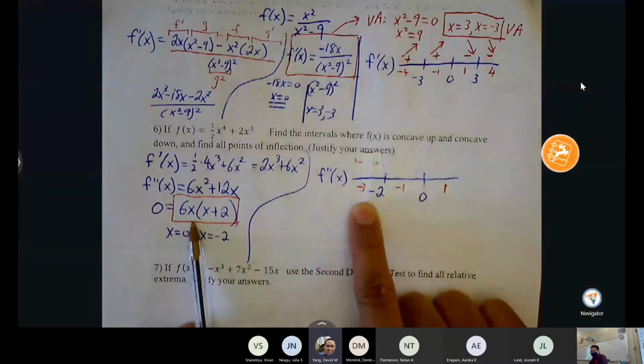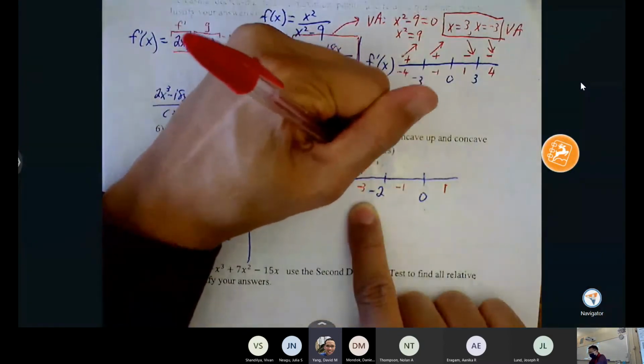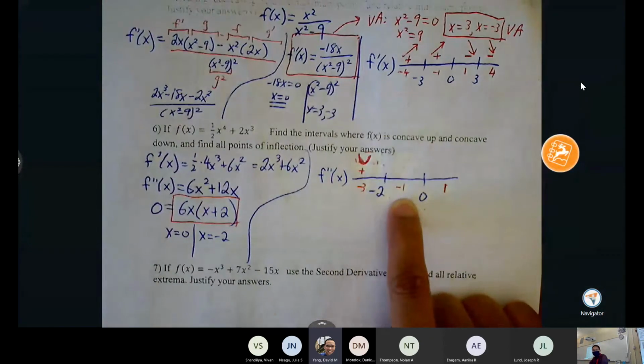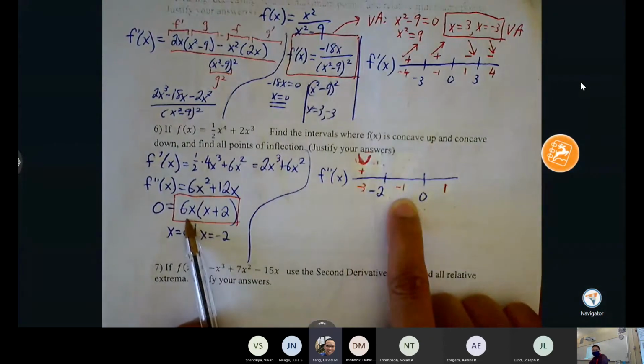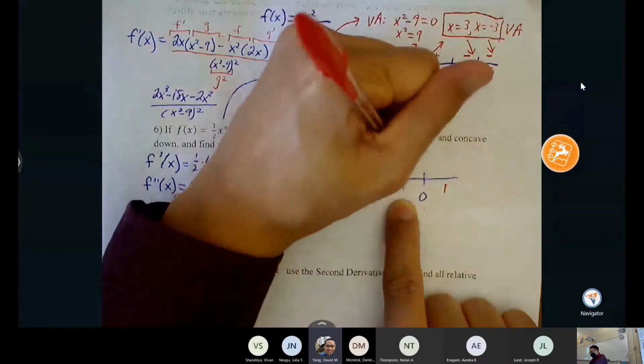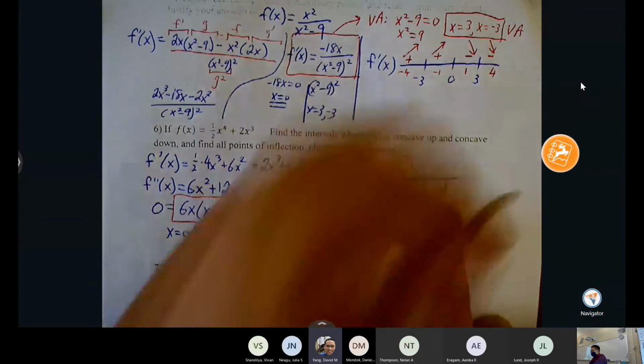6 times -3 is negative, times -1 is negative, so 2 negatives gives me positive. There we go. Okay, concave up, plug -1 in. Negative times positive is negative. +1. Positive times positive is positive.